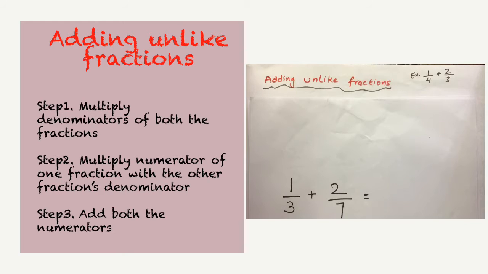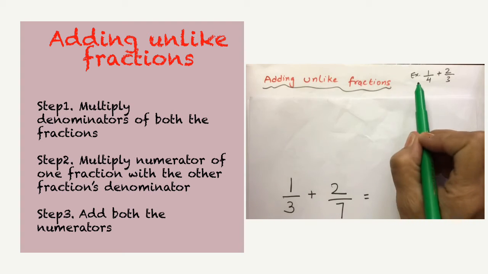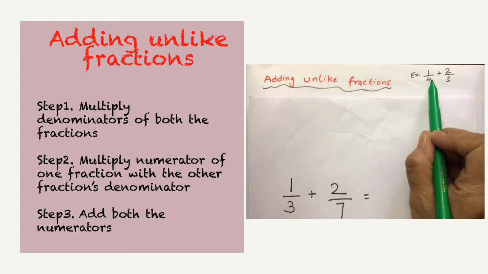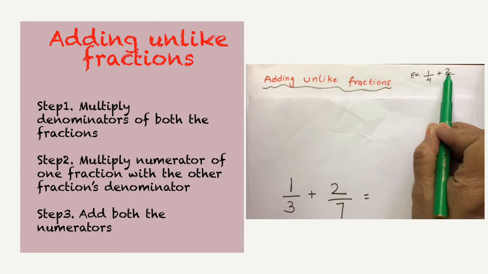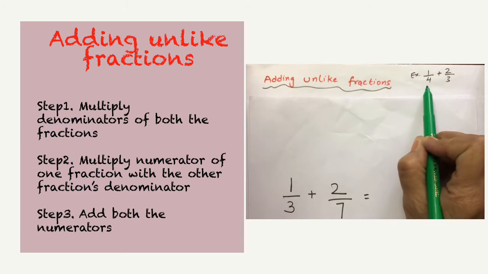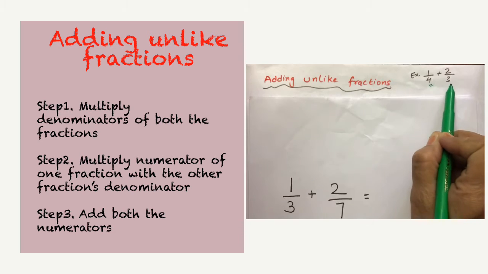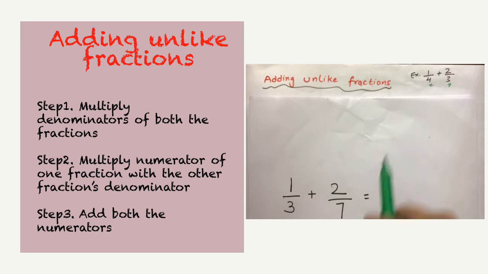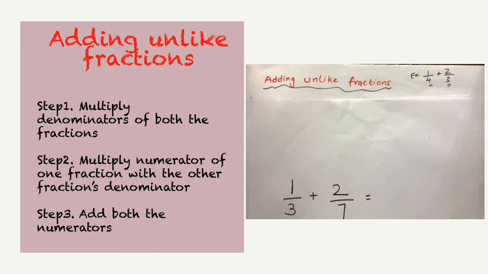In this video, we will learn how to add unlike fractions. You may know unlike fractions are those fractions whose denominators are different. For example, 1/4 and 2/3. So here you can see the denominators are not the same. They are different. So let's take some examples and try to add them.